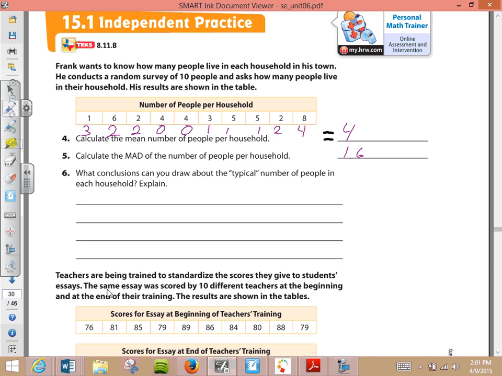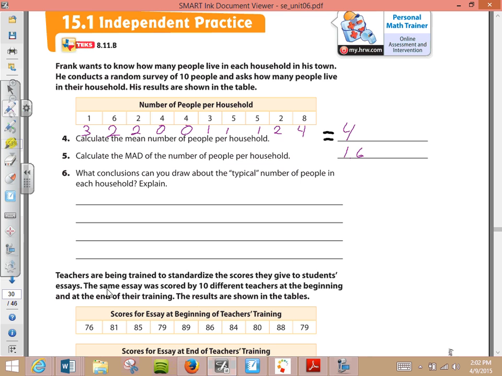Are we good so far? Now that you have that, now you can find the MAD. You cannot find the mean absolute deviation unless you have the distance numbers. You add all those up and you divide it by the amount of numbers you have. So when you add it, what do you get? 16? You get 16 and you divide it by 10 and you get 1.6.